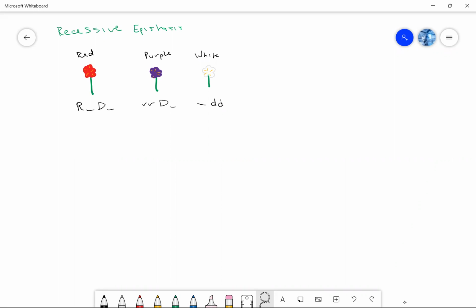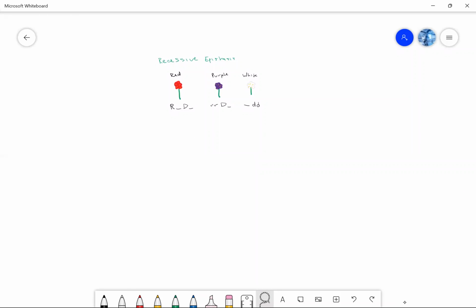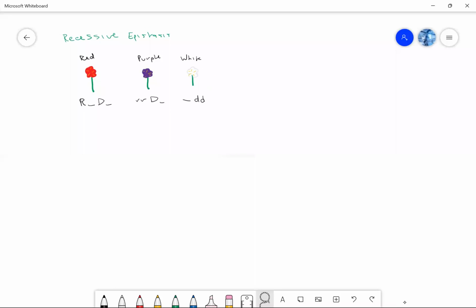So let's say, for example, that you have a certain kind of flower, and the color of its petals is controlled at the loci R and D. The R locus codes for color. And the D locus codes for whether or not color is deposited into the cells that make up the flower's petals. So R codes for color, D codes for whether or not it's deposited into the petals of the flower at all.